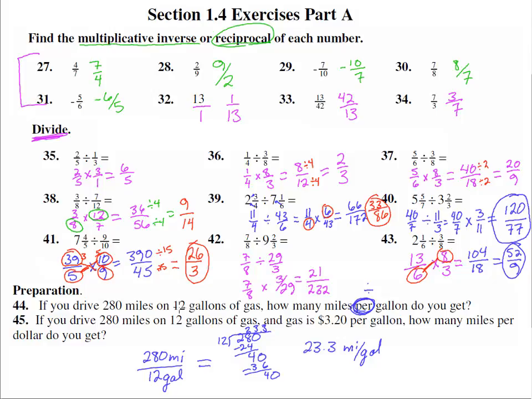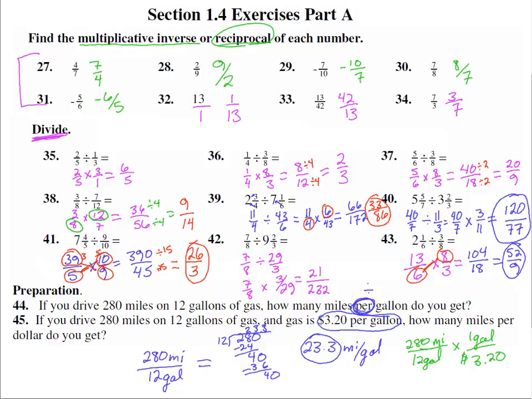Now, if you drive 280 miles on 12 gallons of gas, well, that's 23 miles per gallon. But now each gallon is $3.20 per gallon. So if it costs $3.20 per gallon, we're going to have to divide this by 3.2 to get how many miles we get for every dollar. And they're going to set this up with actual fractions, kind of like what you see here, 280 miles per 12 gallons. And then when you multiply that by 1 gallon for $3.20, then what happens?